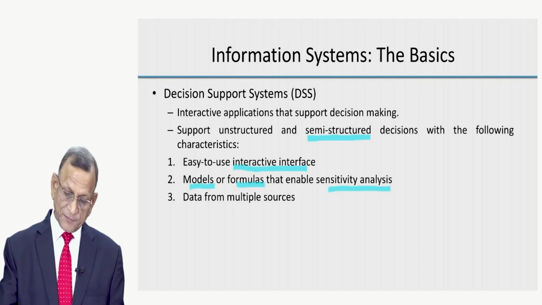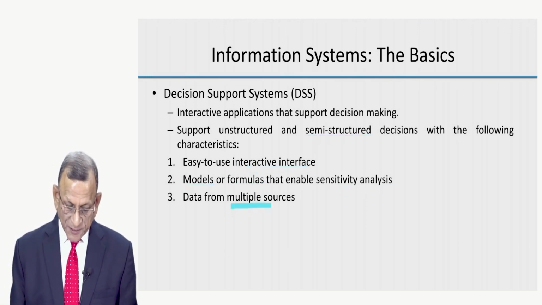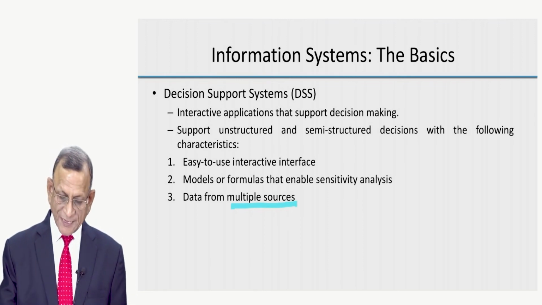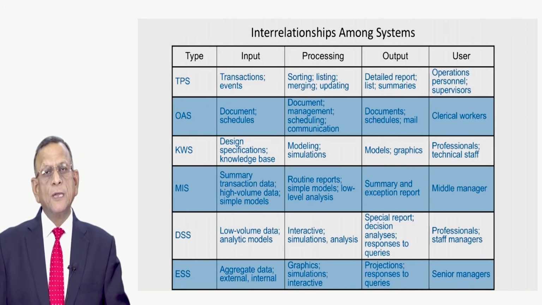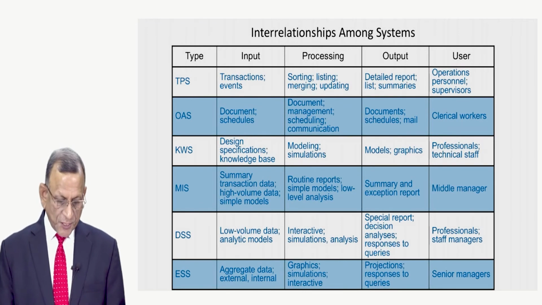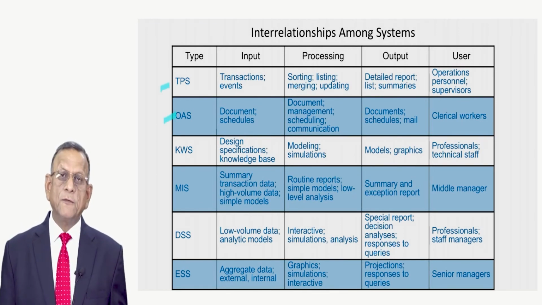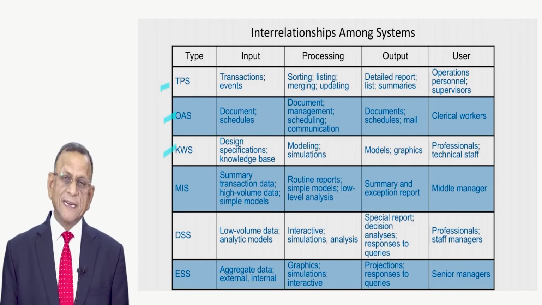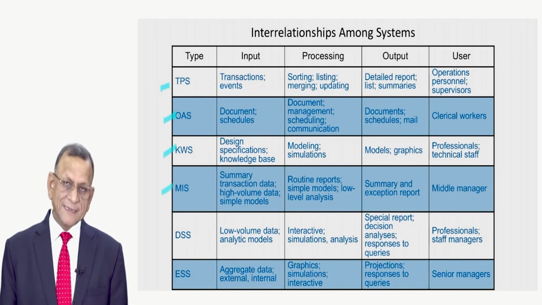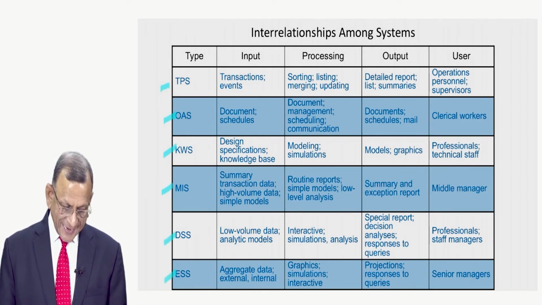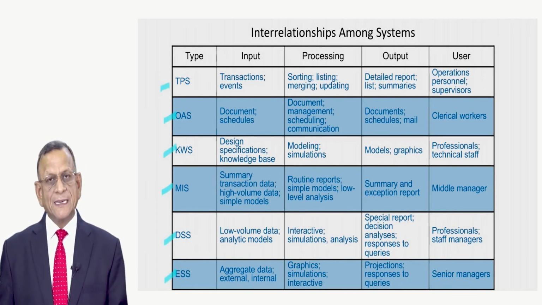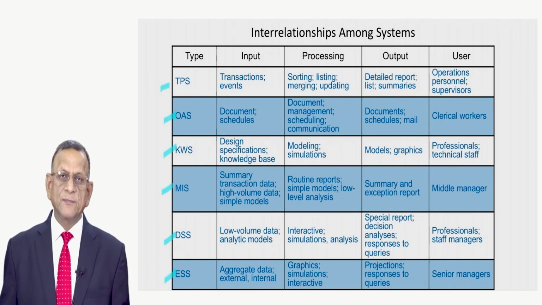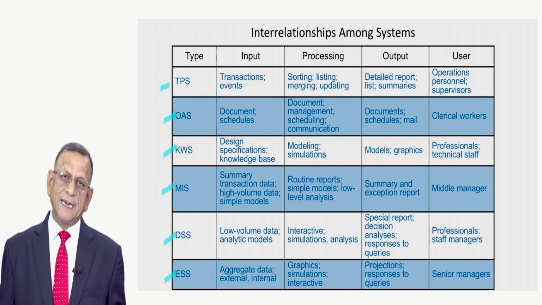This is sensitivity analysis. And data is being supplied from multiple sources. So friends, this is a decision support system. This table is in a position to help us understand TPS, OAS, that is Office Automation Systems, KWS, that is Knowledge Work Systems, MIS, that is Management Information Systems, DSS, that is Decision Support Systems, and ESS, that is Executive Support Systems, at a larger level. I'll send this slide to you on WhatsApp. Right now, let's understand what is happening at every level.